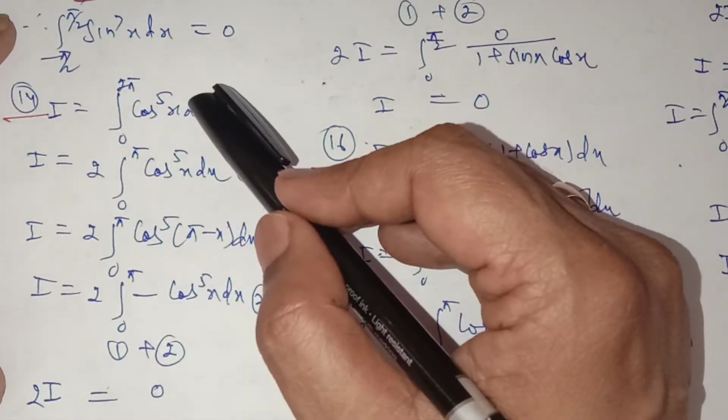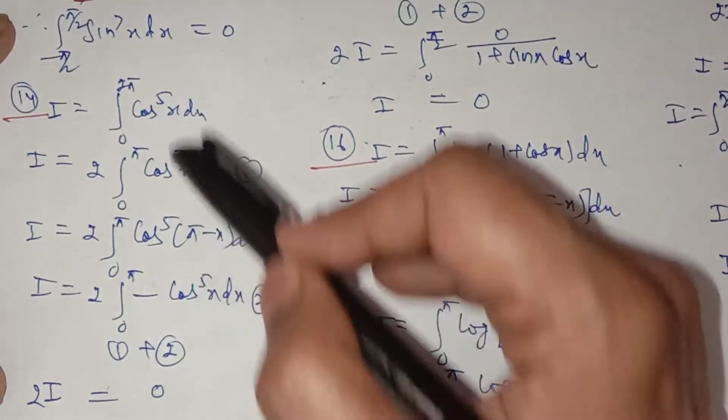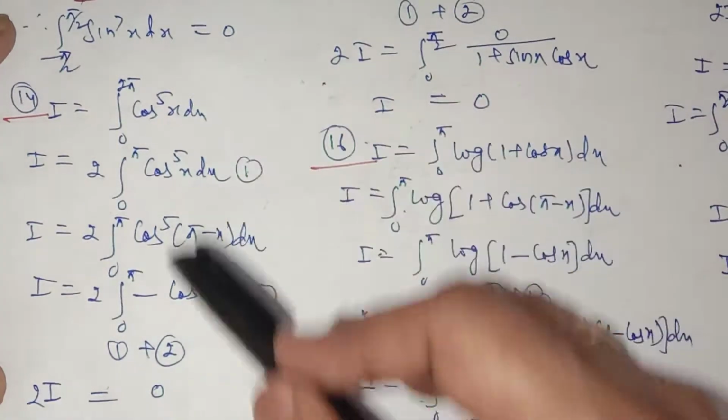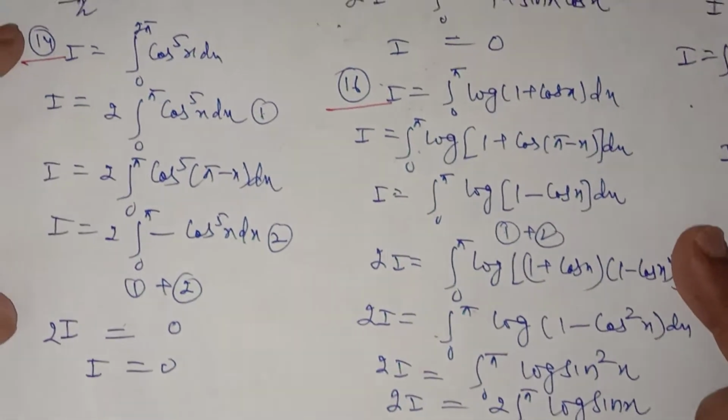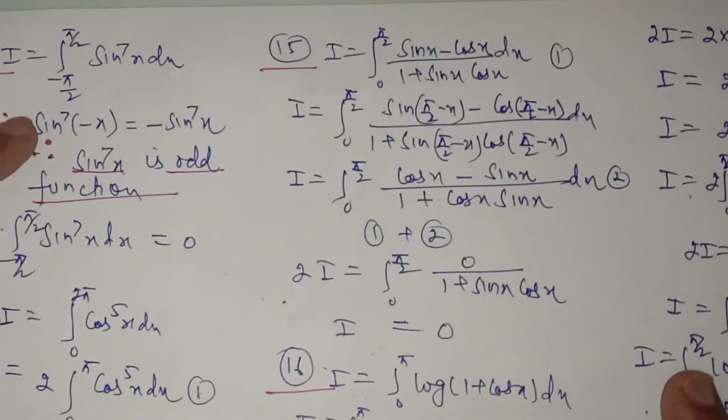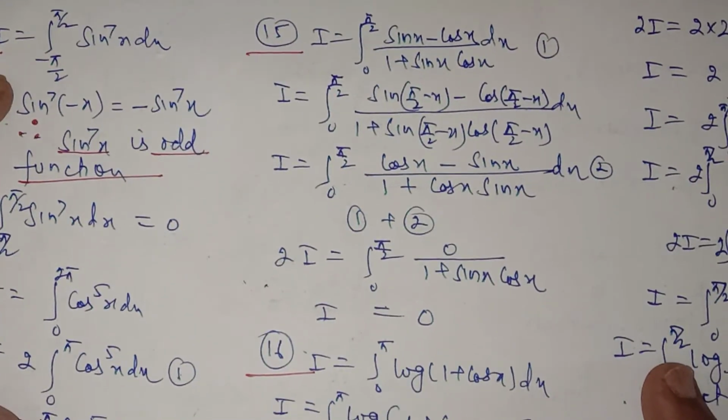So if we add step number 1 and 2, it will be 0. See it very carefully. It will be 0. Now question number 15 is somewhat easy.